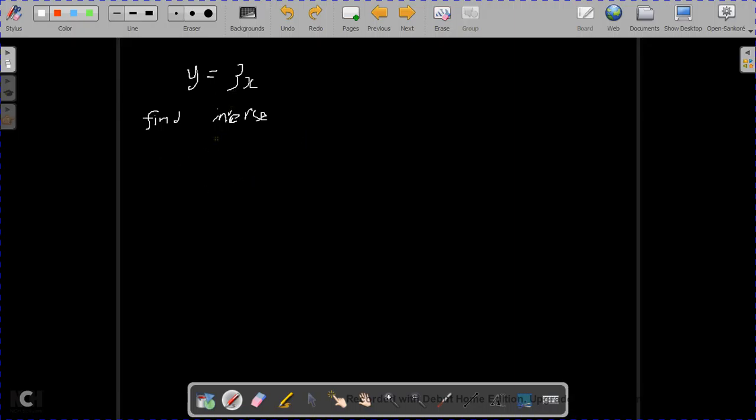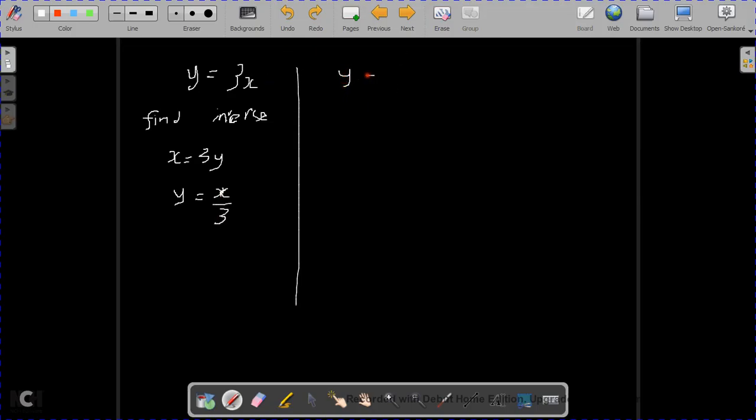Okay, so interchange x and y. So we'll have x equals 3y. And now I just need to make y the subject, so dividing by 3. So we should get y equals 1/3 x, or x over 3. Alright, pretty straightforward. Now, next one, something a bit more complicated.